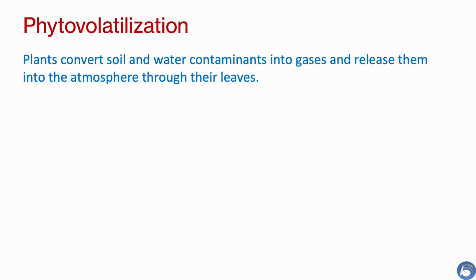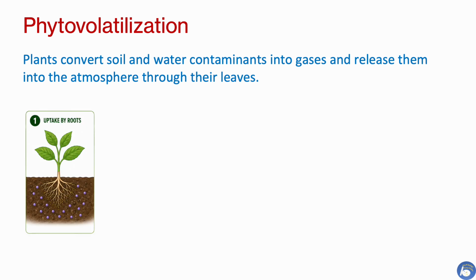Next mechanism is phytovolatilization. It is another phytoremediation mechanism. It involves plants converting soil and water contaminants into gases and releasing them into the atmosphere through their leaves. This often results in less toxic products. What are the steps involved in phytovolatilization?